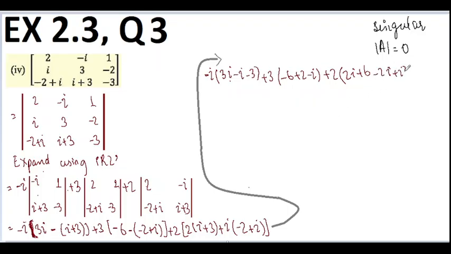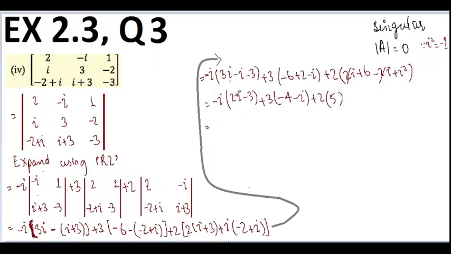It is equal to minus iota into 3 iota, minus iota, we get 2 iota minus 3 as it is, plus 3 into minus 6 plus 2, we get minus 4, minus iota is written as it is, then plus 2 into 2 iota, minus 2 iota are cancelled, and this is minus 1. Iota squared equals minus 1. Let me write it over here. Iota squared equals minus 1. So 6 minus 1 gives us 5.